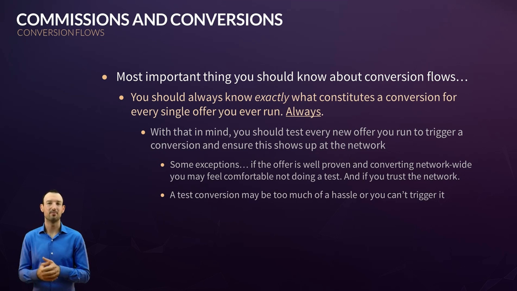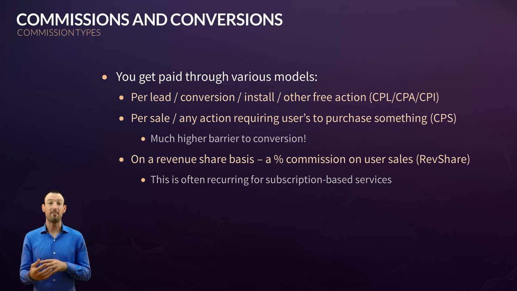Now, moving on to commission types. So you get paid through various models. So you have the basic payout type, the per lead conversion, install, or other free actions. So things like CPL, CPA, CPI, the conversion for some obvious event, which is essentially a lead for an advertiser. You can also be paid on a per sale basis, so cost per sale. Now this is when you get paid for the user clearly purchasing something. There is a much higher barrier to conversion because of that. Often it's going to have to involve whipping out a credit card.